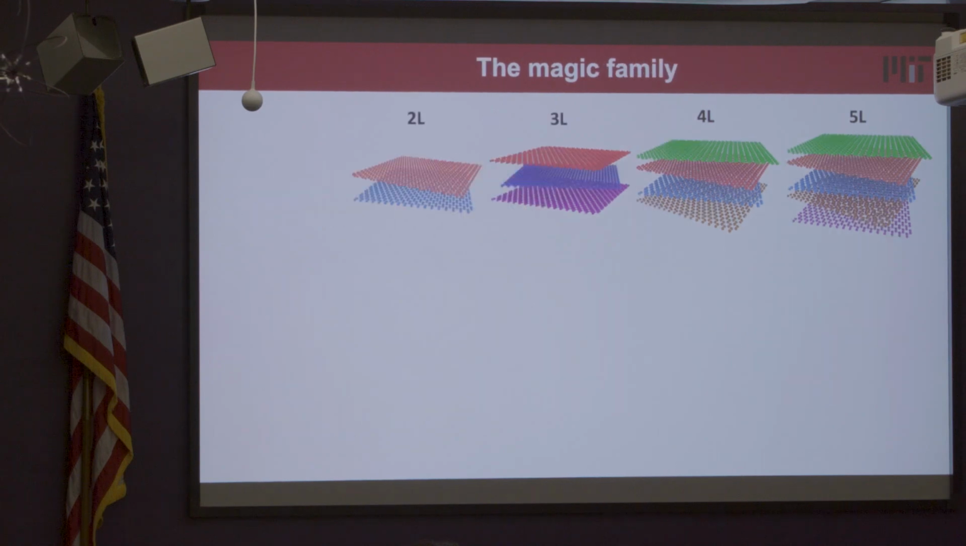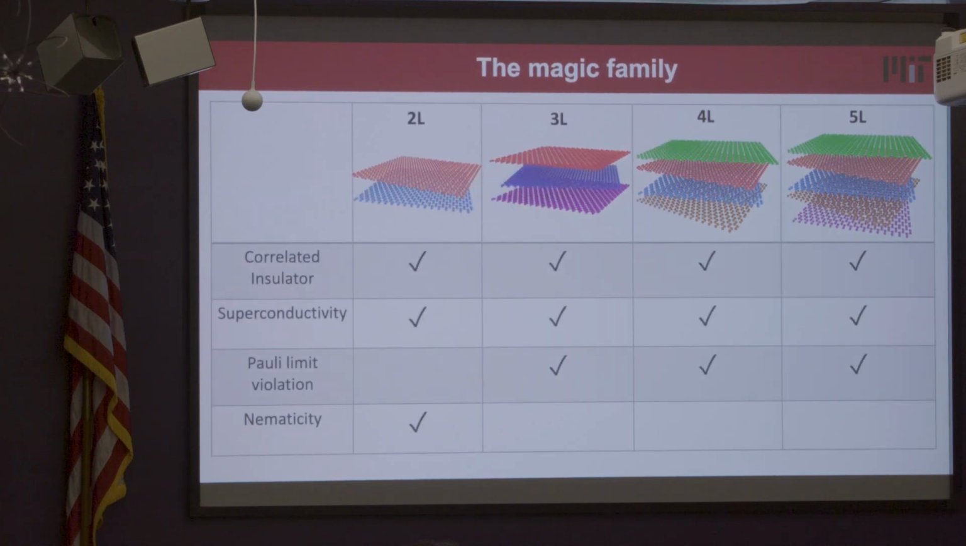So now if we just try to summarize the results, we can see that the correlated insulator and superconductivity features are what's shared among all of the family members, whereas in the magnetic field response, there is a difference between the twisted bilayer graphene and the higher number layer structures, where the twisted bilayer graphene didn't really violate the Pauli limit nominally, but there was this nematic or anisotropic in-plane magnetic field response in the superconducting region.